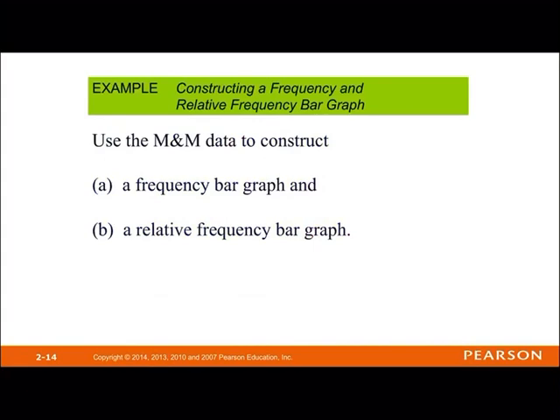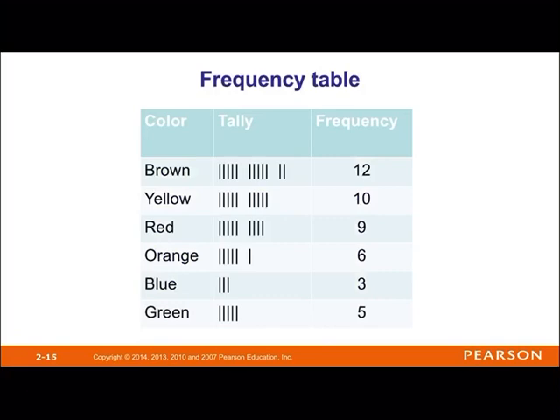All right, so again, we're going to use that M&M data. We're going to construct a frequency bar graph first, and then we're going to construct a relative frequency bar graph. Okay, so again, we have our frequency table. This was for the first one, just a count of how many there were of each item.